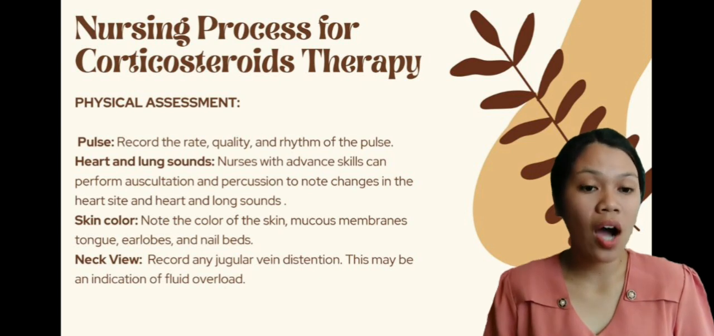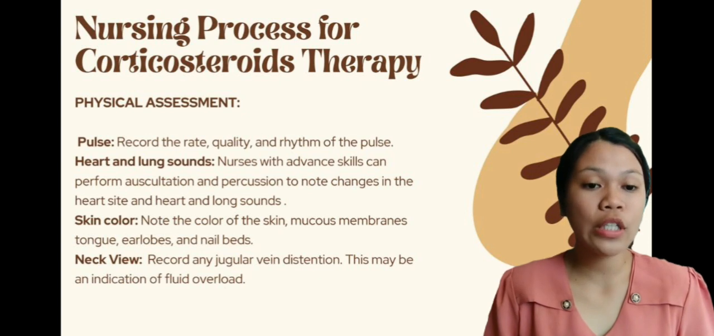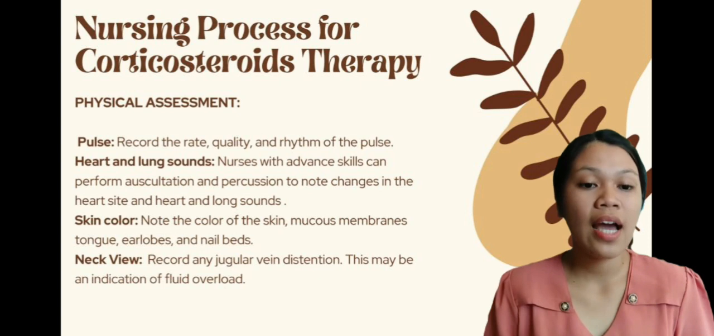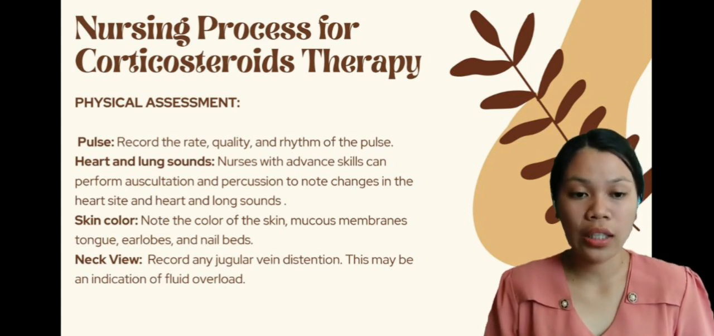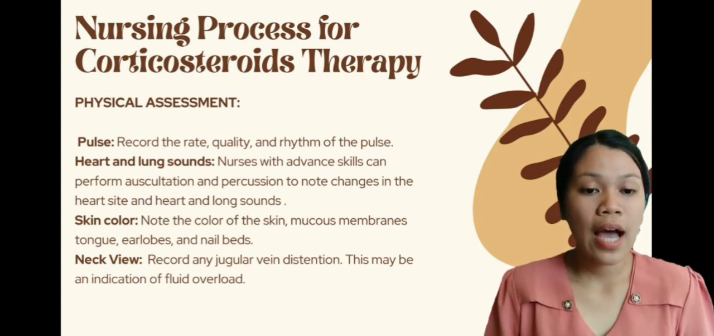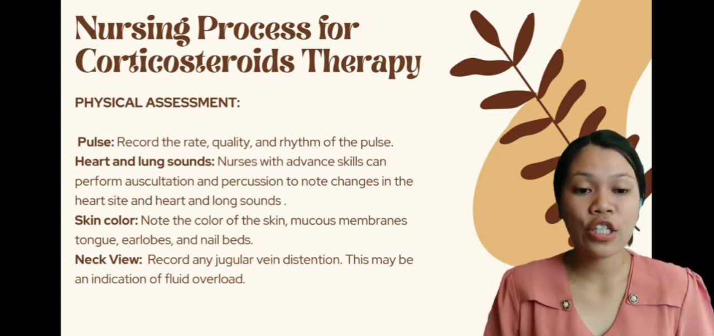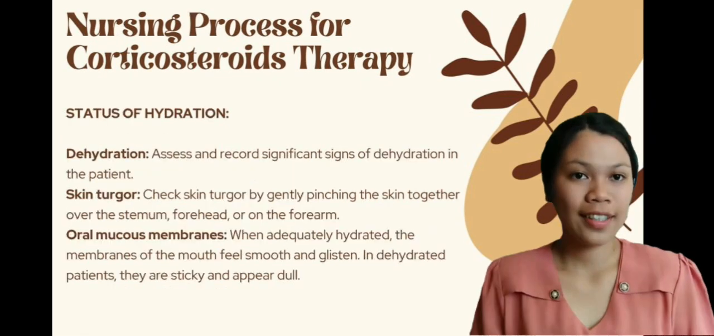Next is heart and lung sounds. Nurses with advanced skills can perform auscultation and percussion to note changes in the heart size and heart and lung sounds. Next is the skin color. Note the color of the skin, mucous membranes, tongue, earlobes, and nail beds. Lastly is the neck view. Record any jugular vein distension. This may be an indication of fluid overload.